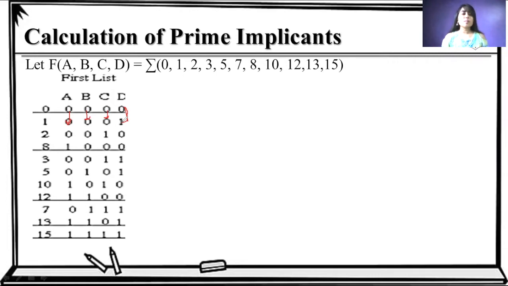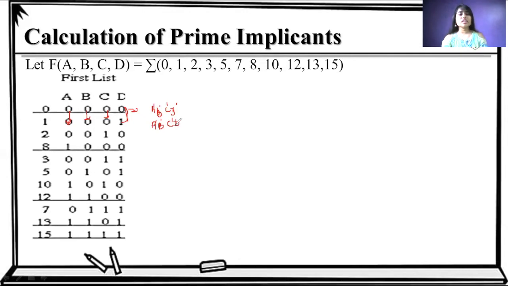How can we combine this? Because this term represents A dash, B dash, C dash, D dash, and this other one represents A dash, B dash, C dash, D.